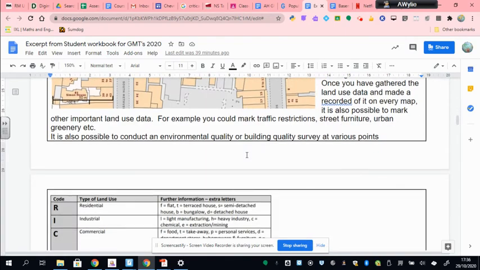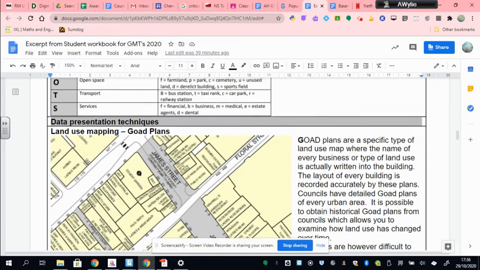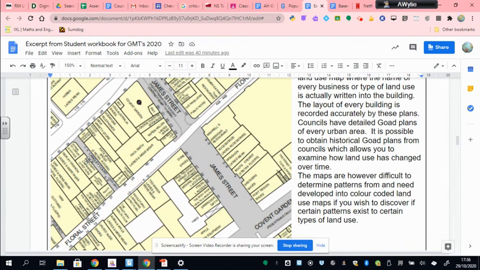How do you present it? What could you use? Well, the first one would be a simple GOAD plan. This is a very basic data presentation. It's rather crude, but what we can see is that we have written the land use of every building, so we can see who's in it.